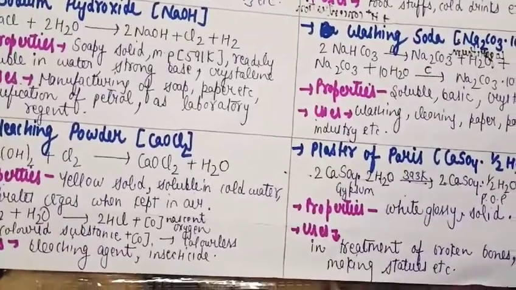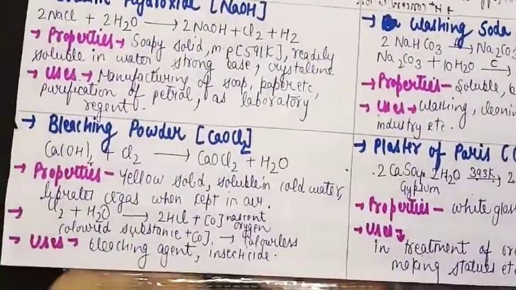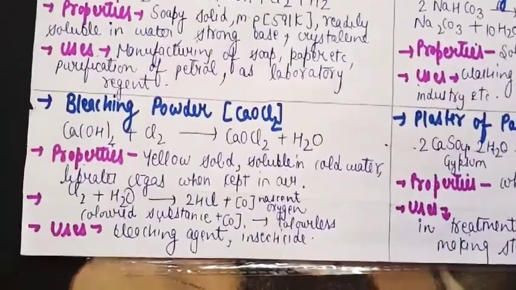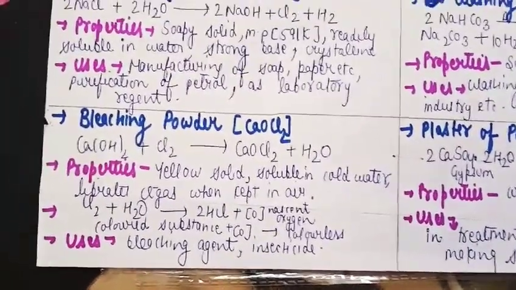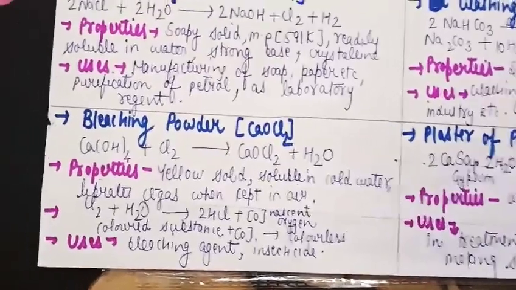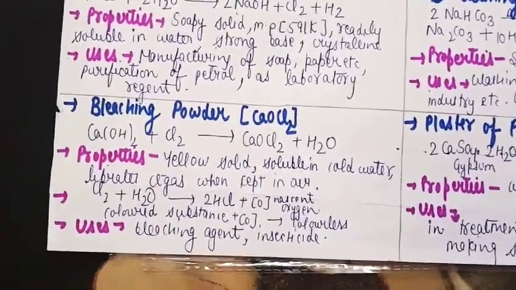This reaction performs as an oxidant. And what are the uses of this? It acts as a bleaching powder. It is used in the textile industries, in drinking water treatment, and as a laboratory reagent. So these are all the basic uses of bleaching powder.